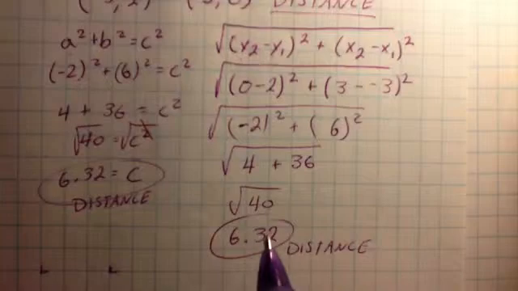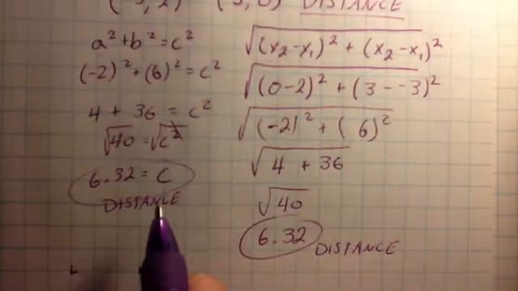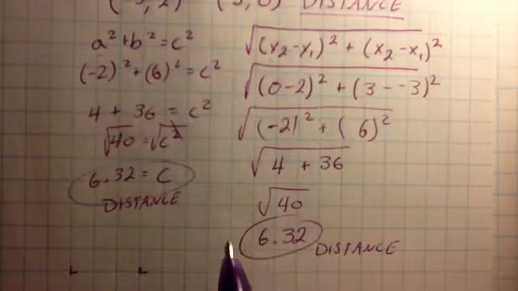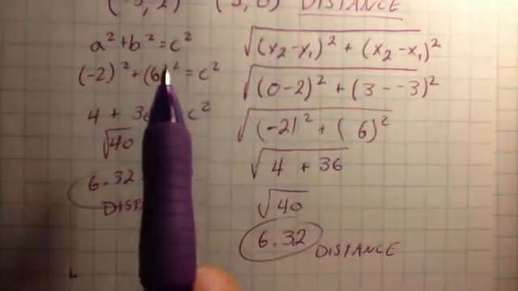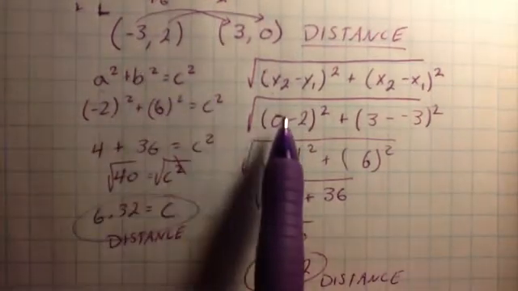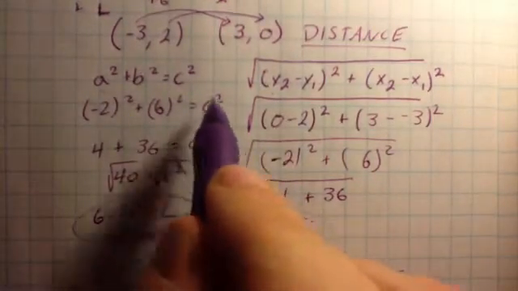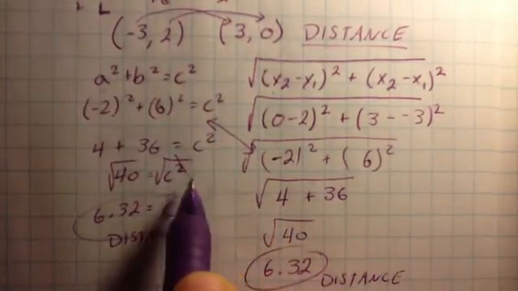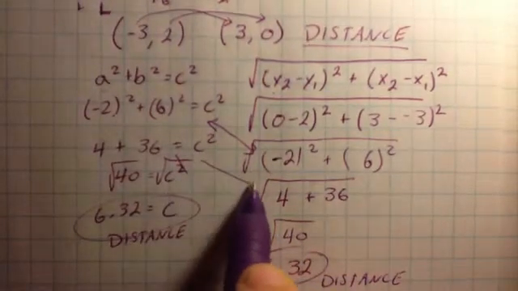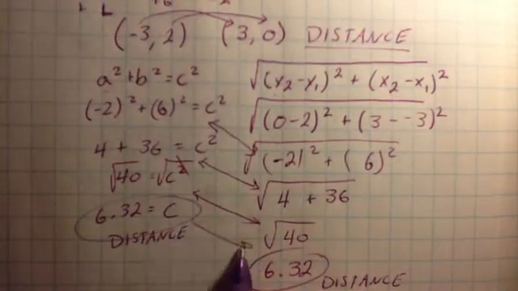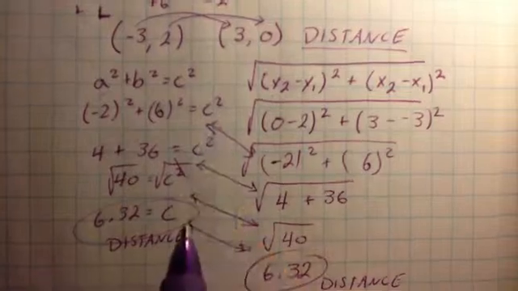Now, I got the same answer. And I should, right? These are two ways of doing distance, and they're literally doing the same exact thing. We're finding the difference between these numbers. We are squaring them, so we get the same numbers here and here. We are adding them, the same numbers here and here, and we get the same answer. So this is literally the same exact thing.